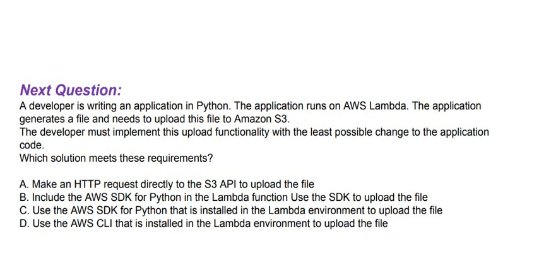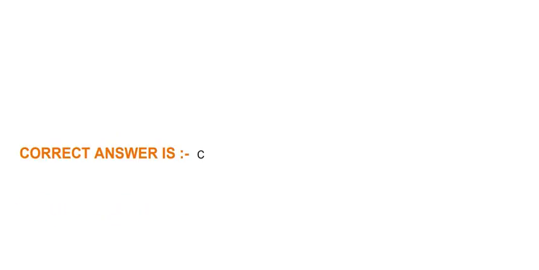Option A. Make an HTTP request directly to the S3 API to upload the file. Option B. Include the AWS SDK for Python in the Lambda function. Use the SDK to upload the file. Option C. Use the AWS SDK for Python that is installed in the Lambda environment to upload the file. And option D. Use the AWS CLI that is installed in the Lambda environment to upload the file. The correct answer is option C.